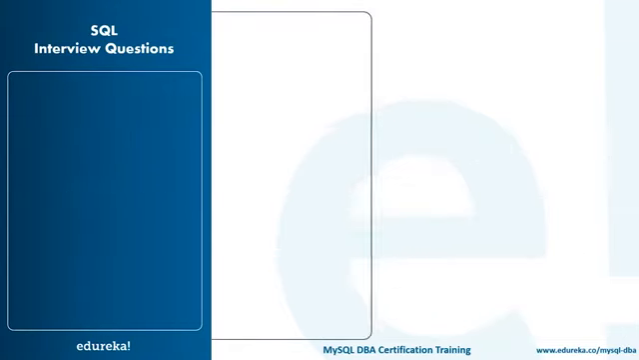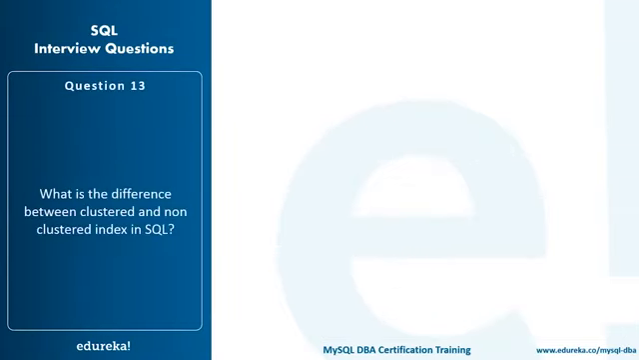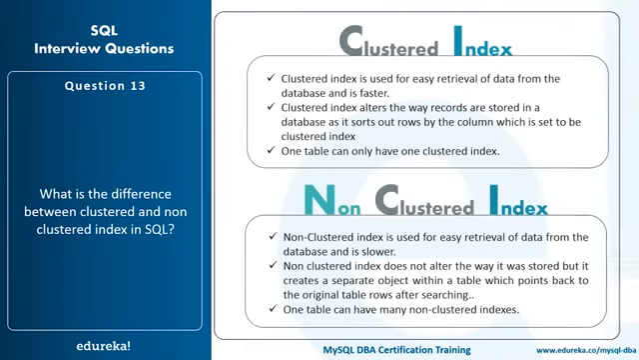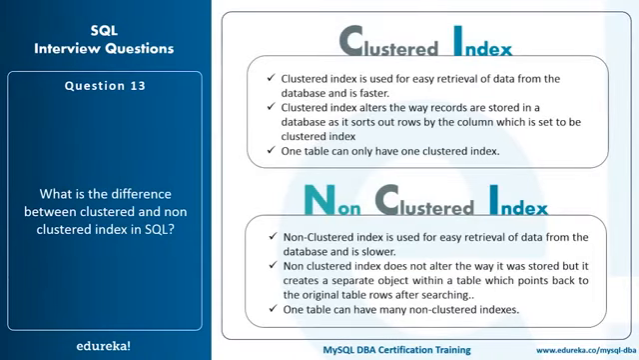Now let's move forward to our next question. That is, what is the difference between the clustered and the non-clustered index in SQL? The clustered index is used for the easy retrieval of data from the database and is faster than the non-clustered index. The clustered index alters the way records are stored in the database as it sorts the rows by the column which is set as the clustered index, and only one table can have a clustered index. Coming to the non-clustered index, it is also used for the retrieval of data from the database, but yes, it is slower than the clustered index.